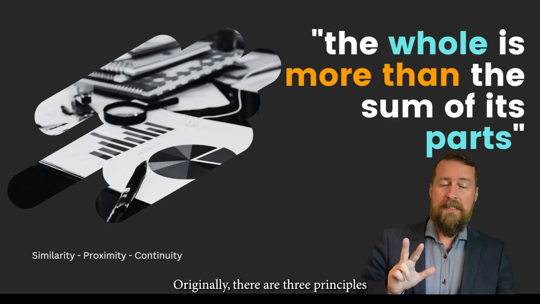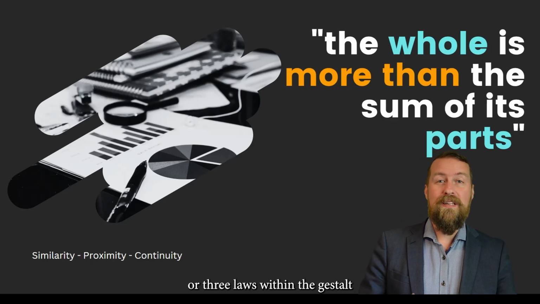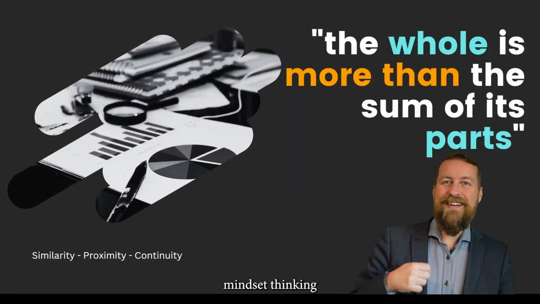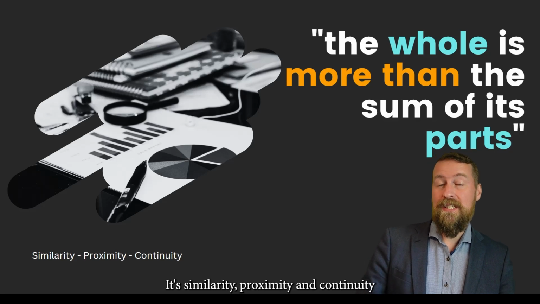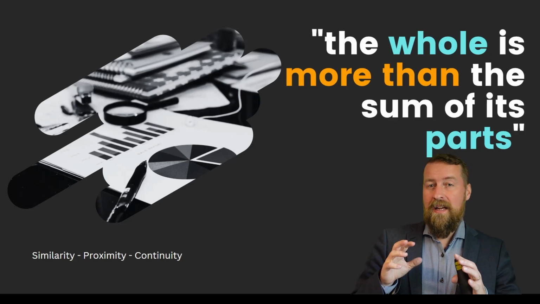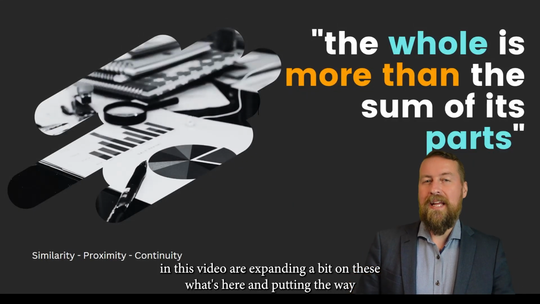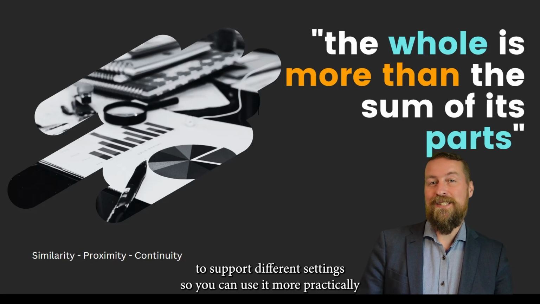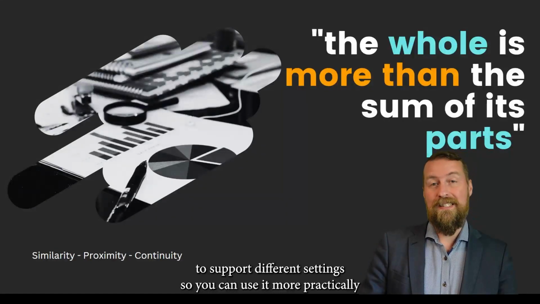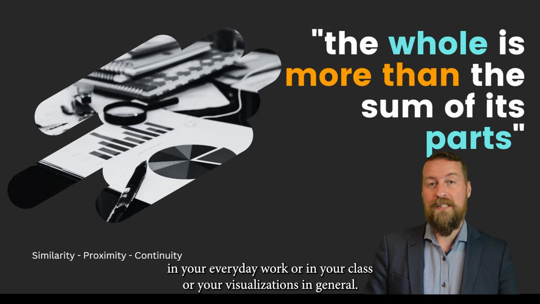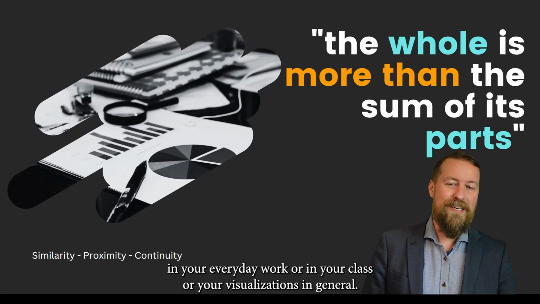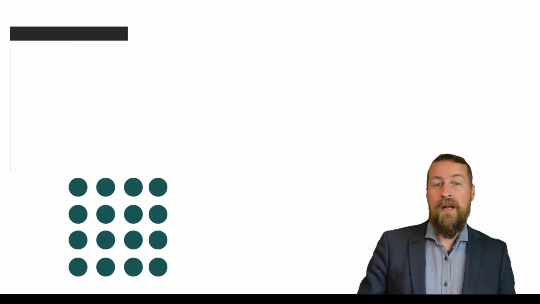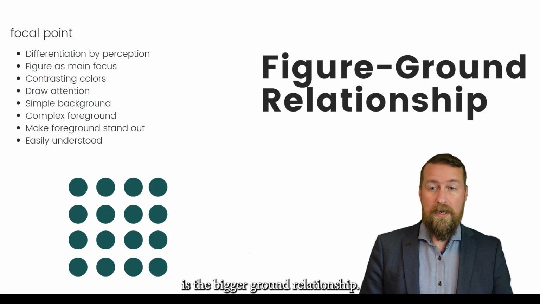Originally, there are three principles or three laws within the Gestalt mindset thinking. It's similarity, proximity, and continuity. In this video, I'll be expanding a bit on these and putting them into some more different settings so you can use it more practically in your everyday work or in your classes or in your visualizations in general. The first one I'll start out by talking about is the figure-ground relationship.